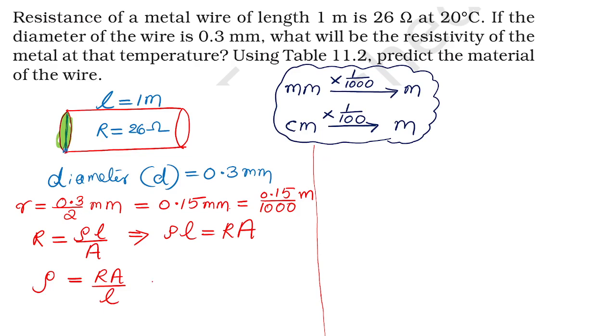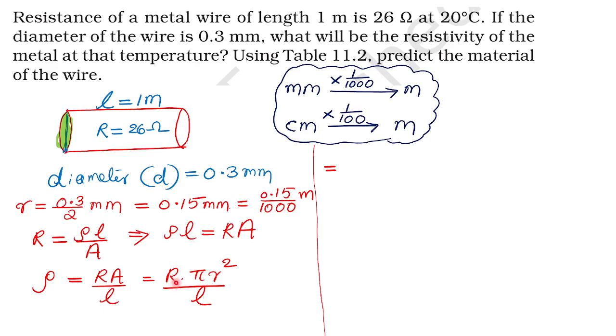So let me write R = ρA by L. What is the area of the circle? Area of the circle is πr². You studied that already in 8th and 9th standard. There is a lot of calculation required; you have to do the multiplication and division carefully. R into πr² by L.